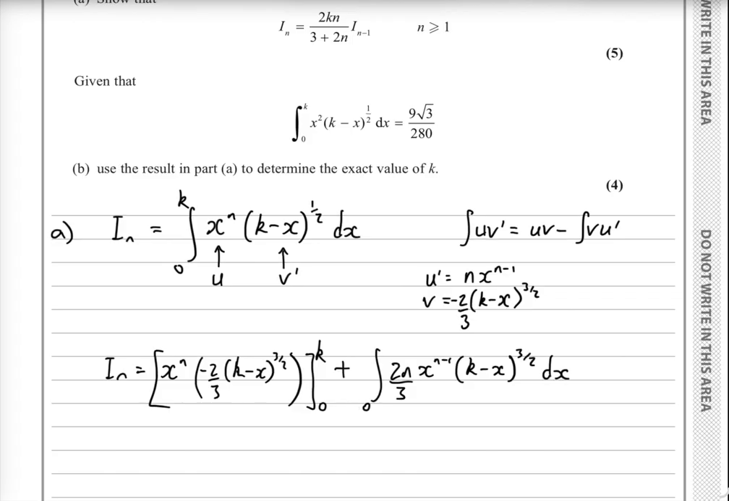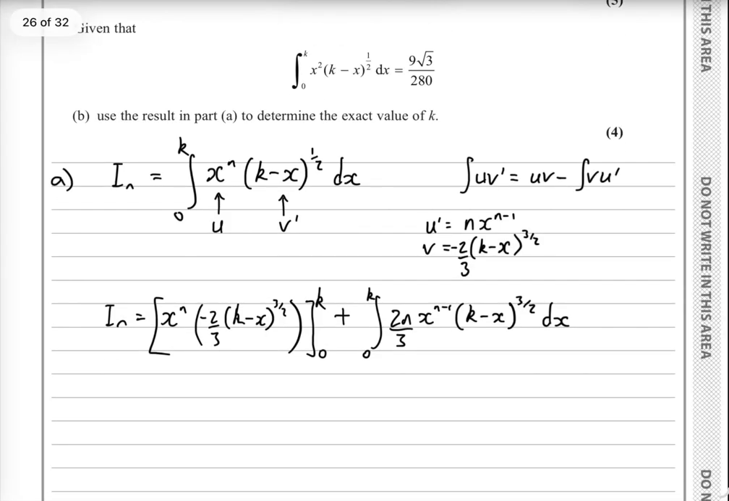Try and simplify these limits first. We get k in here. Oh, that's nice. That makes a 0 in that inner bracket. So everything is 0. And the 0 in the x to the n makes a 0. That whole thing is 0. 0 minus 0, if I write it in my usual way.